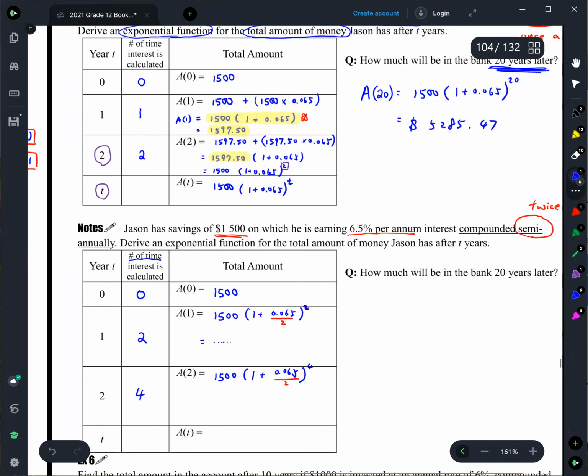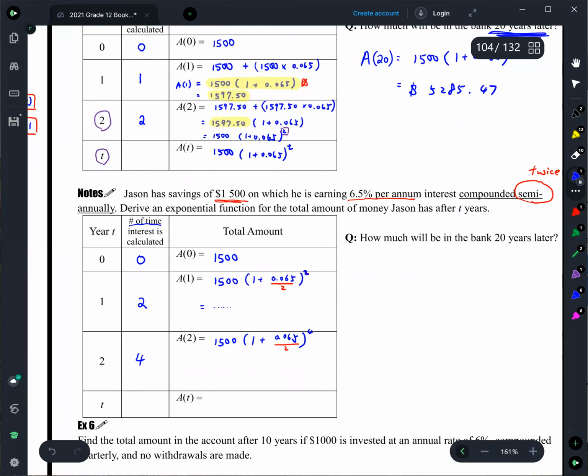Okay. So if we continue this pattern, if it's t years, it'll be 2t. Double, based on the pattern. So if we write out the formula, it will be 1500, 1 plus 0.065 over 2 for this one. This one is 2 because it's semi-annually. If it's monthly, you will put 12, okay? And then the exponent will be 2t.